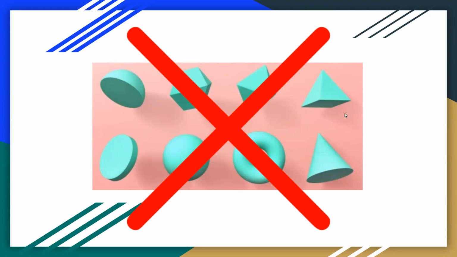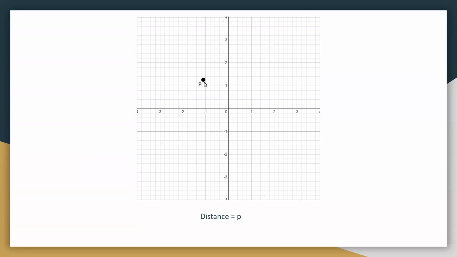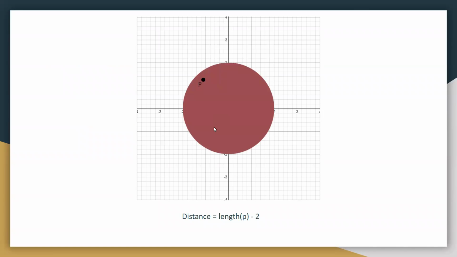Instead, we model objects with something called a signed distance function. This means that we take a point in space and then we return the distance of that point to any arbitrary volume, like a sphere. To demonstrate, we could take this point on the graph and calculate its distance from the origin using the Pythagorean theorem. And then we subtract any number we want. In this case, it's 2. And we get the distance of that point from this volume.